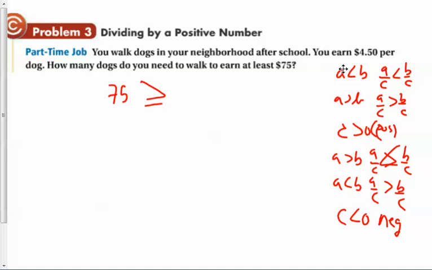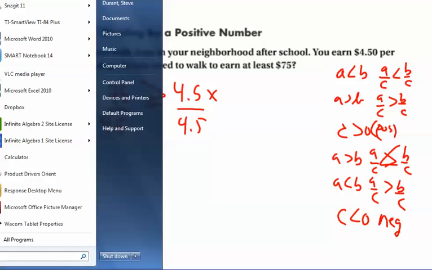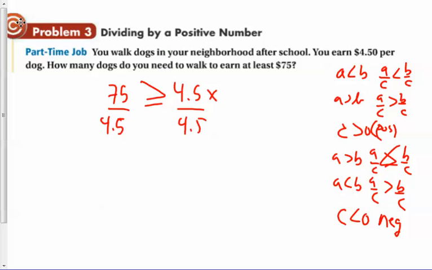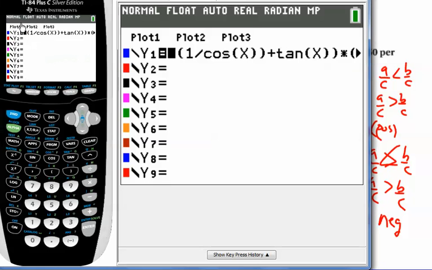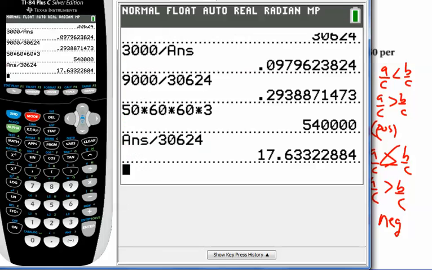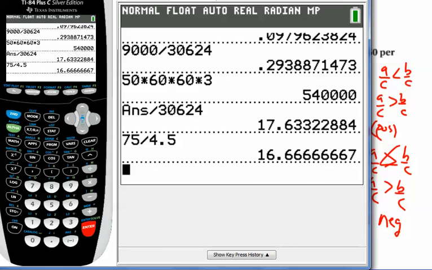So with this, you get 4.50 per dog. So you go ahead and divide both sides by 4.5. Now, did I multiply or divide by a negative? No, I did not. So I take 75 and divide it by 4.5. I'm waiting for my calculator to load up. It's pretty easy breezy. Hang on, it's validating my software. Okay, so I'm just going to do 75 divided by 4.5, and I get 16.6.